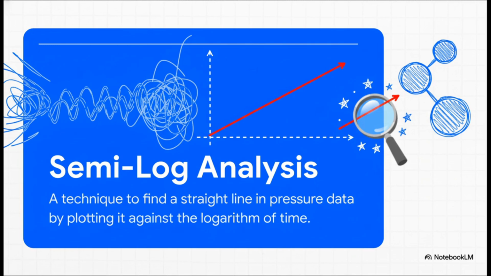At its core, it's this incredibly clever mathematical trick. We take what looks like a messy, chaotic stream of pressure data, we plot it on this special type of graph, one with a logarithmic timescale, and we look for one simple, beautiful thing, a straight line. Believe me, that line is everything.